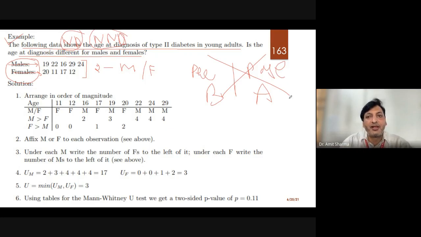For a paired sample, the name of the variable on top will be, for example, A or A naught, X or X naught, pre or post, before or after. Then it will be a paired sample.